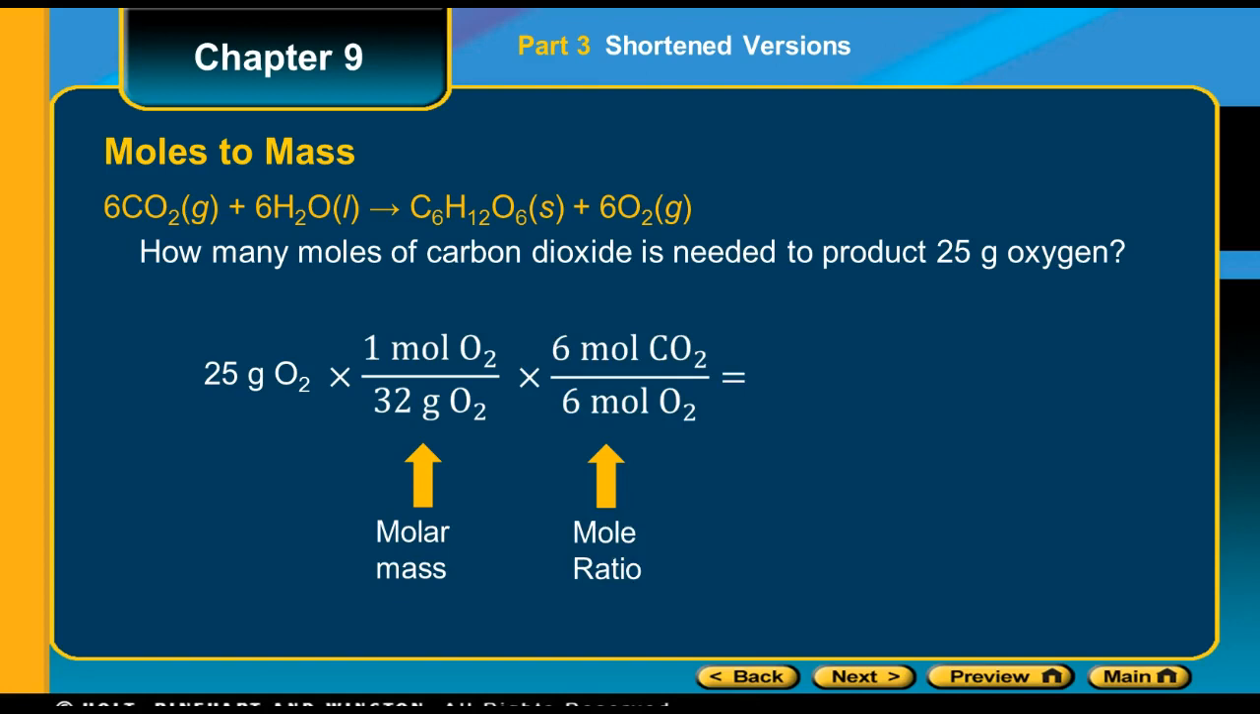So when you're doing the math on this one, you take 25 divided by 32 times 6 divided by 6. You could recognize that the 6 over 6 would reduce down to 1 and not do it, and that's up to you. But you do have to divide the 25 by the 32 to get an answer of 0.78 moles of CO2.